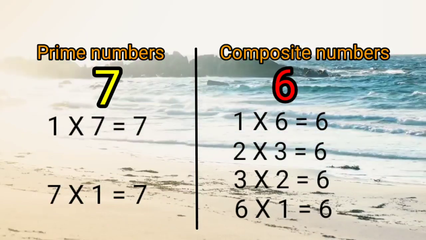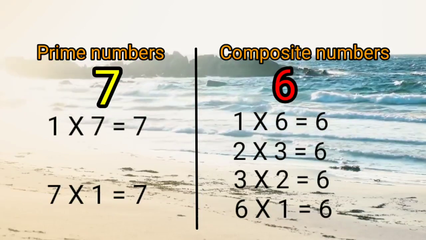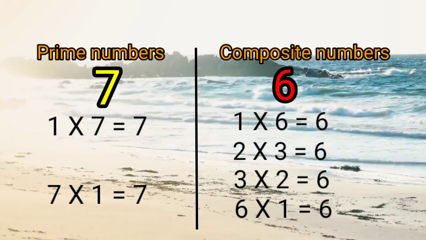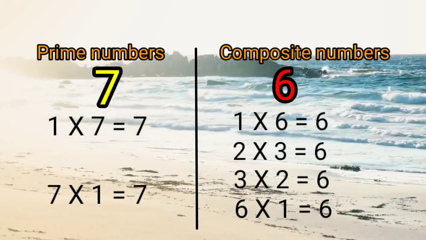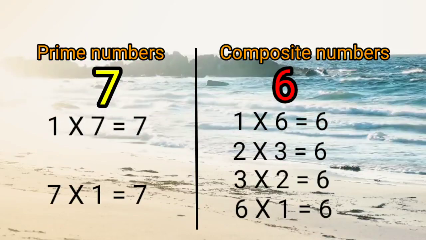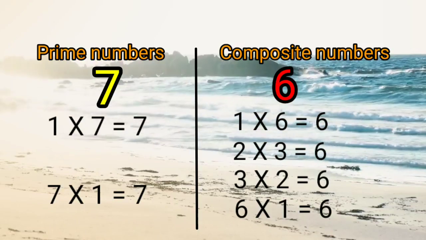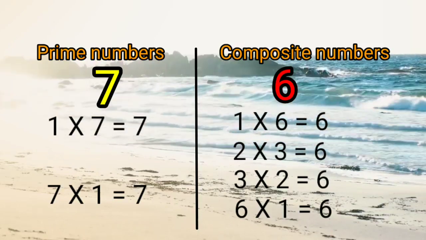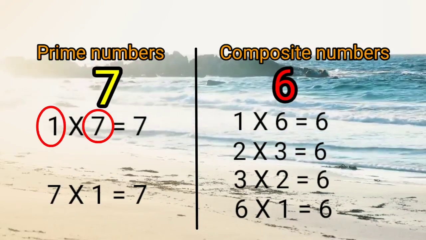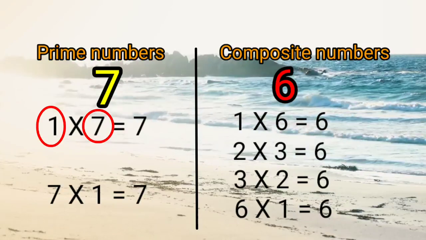In other words, the factors of 7 are 1 and 7 only. So we can now say that the factors of 7 are 1 and 7, and I will write that these are the factors of the number 7. And now by this result we can say that the number 7 has only two factors, 1 and 7 itself.